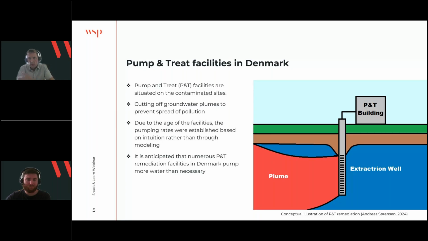And it has to keep on pumping to prevent spreading of this plume. Many of these pump and treat facilities were established in the 80s and the 90s. And we anticipate that a number of these plants pump more water than actually necessary.